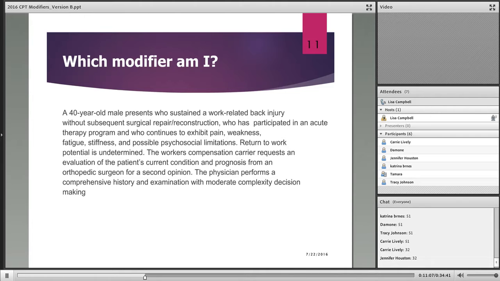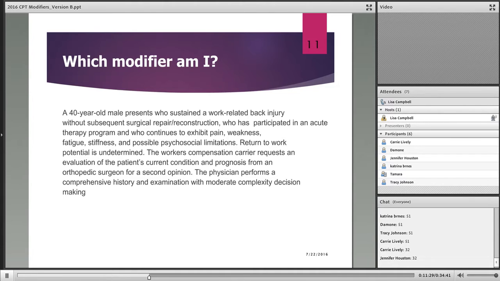And basically, insurance companies, they don't want to pay for surgery. So if they can have the patient have a conservative type of service done, such as therapy, they'll have them do that first. And then if it doesn't work, then they'll say, okay, we'll pay for surgery.